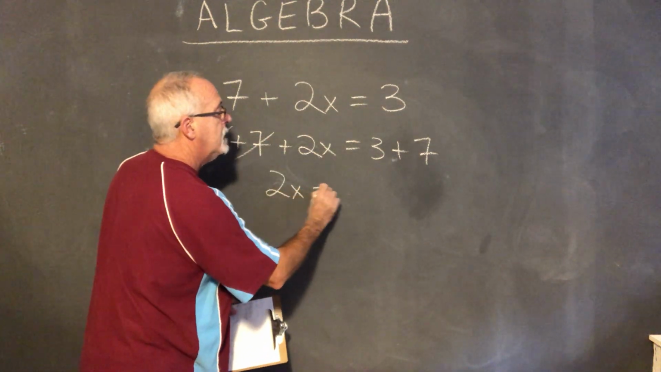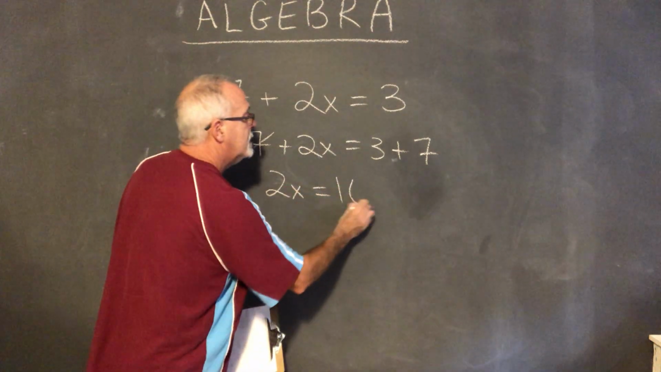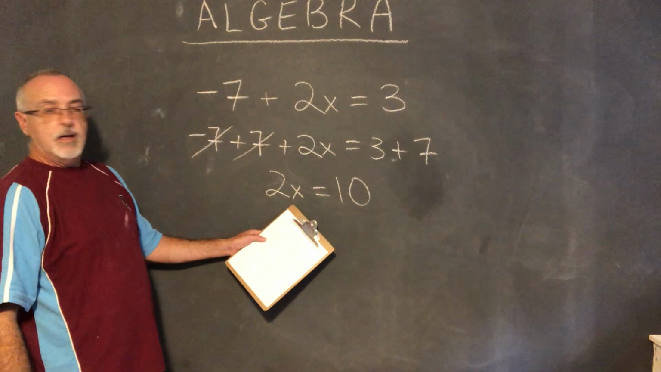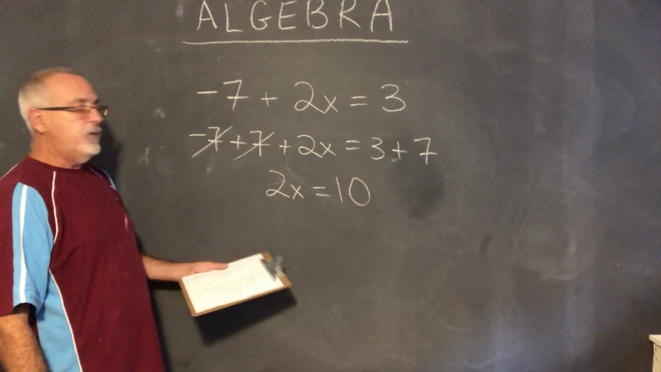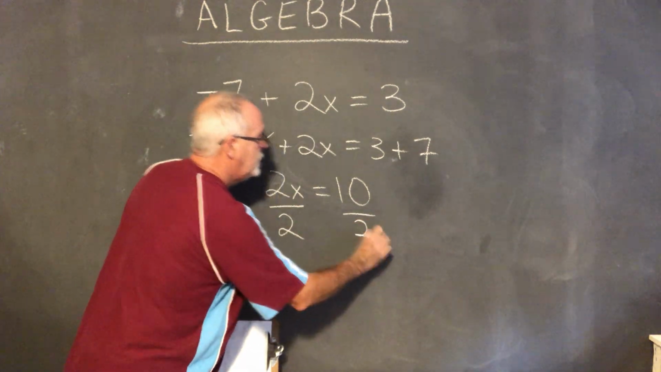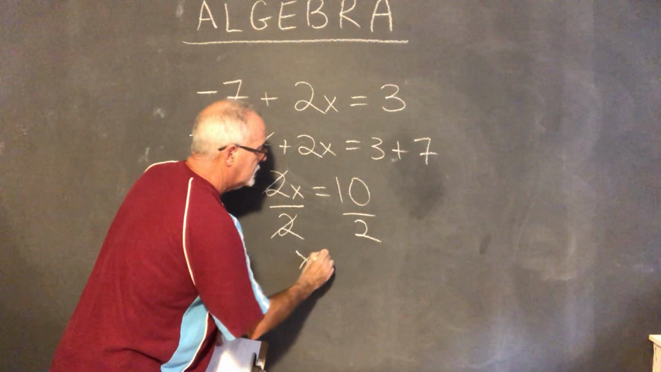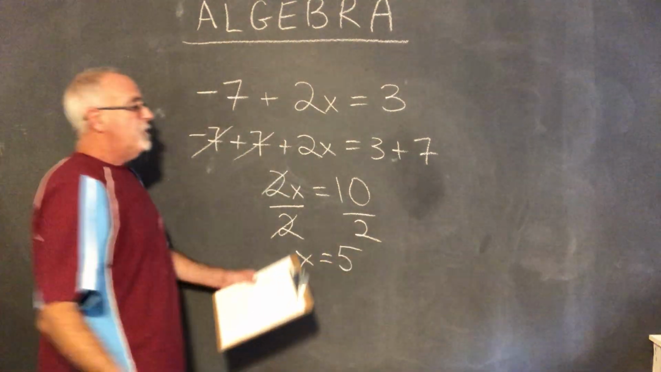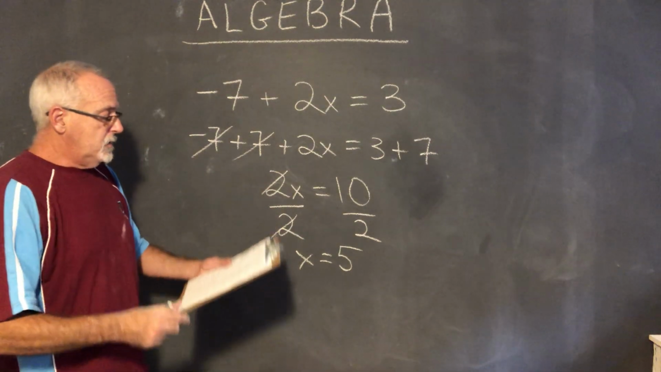2x is now isolated, but x isn't. 3 plus 7 is 10. But now I want to isolate the x. I want to get that 2 away from it. The x is being multiplied by 2, so I'm dividing both sides by 2. These cancel. x equals 10 divided by 2, which is 5. We have our answer. This goes well.